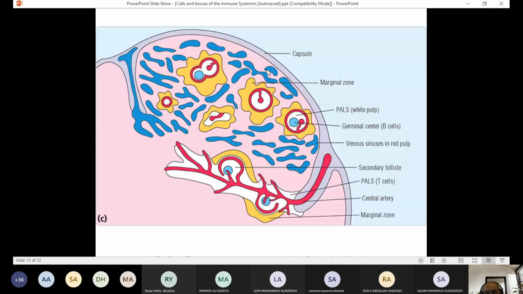هاي مثلا السبلين. Here you can see مثلا في عنا الكابسول وفي عنا what we call the marginal zone، و السبلين في عنا شو بسميه ال white pulp وفي عنا red pulp where the white cells are accumulated or sometimes where the erythrocytes are accumulated. في central artery، موجود ال marginal zone يعني the area that separates مثلا ال white pulp from the red pulp. ففي anatomy of the spleen في red pulp وفي عندي white pulp.